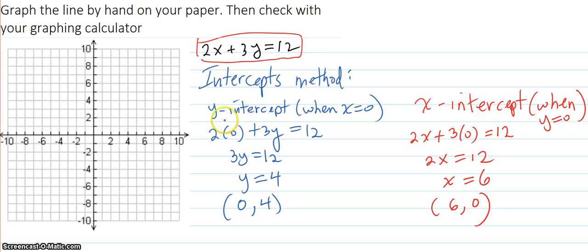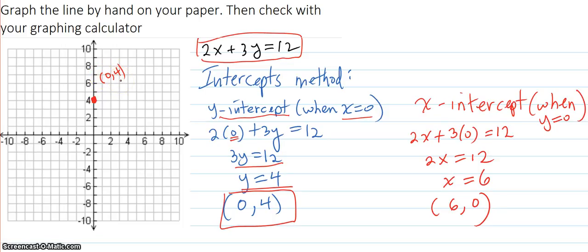So we're going to get the y-intercept, which is when x equals 0. So we plug in x equals 0 into the equation and solve for y. So you get 3y equals 12. Divide by 3 on both sides, y equals 4. So the y-intercept is (0, 4), which is right here. (0, 4).